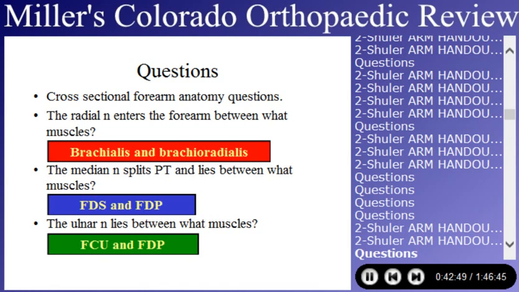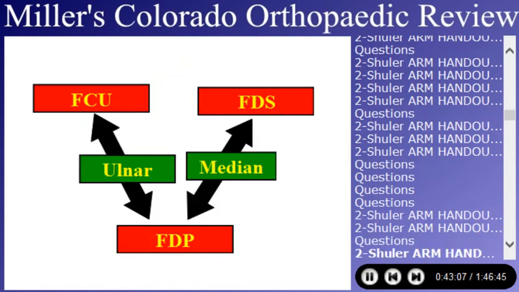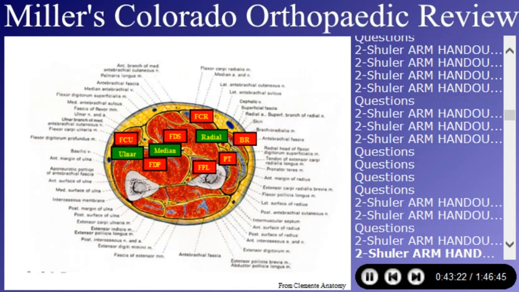Go down to the forearm, cross-sectional anatomy, forearm questions. Radial nerve enters the forearm between what muscles? Brachioradialis and brachialis. Median nerve splits the pronator teres and lies between what muscles? FDS and FDP. Ulnar nerve is just the opposite, FCU and FDP. And I put this diagram in just to help you out. Between the FCU and FDP, ulnar nerve, FDS and FDP, median nerve. Just look at your cross-sectional anatomy. Get those relationships down. Shown here. FCU, FDP, between that is the ulnar nerve, shown here. FDS, FDP, median nerve.